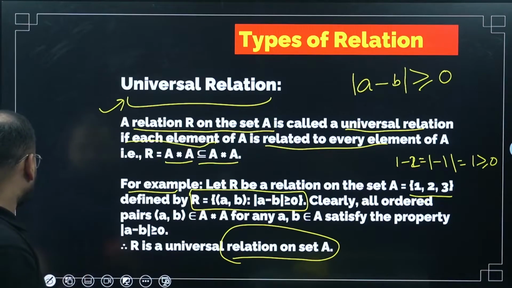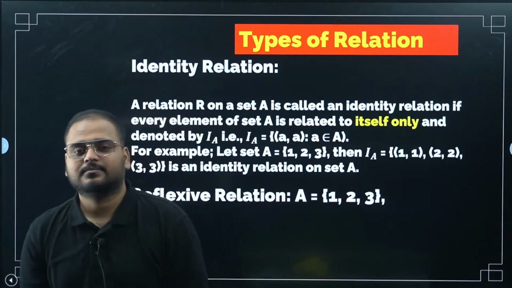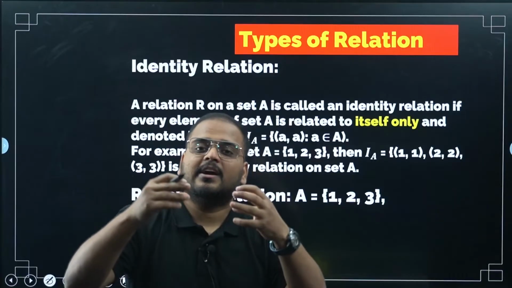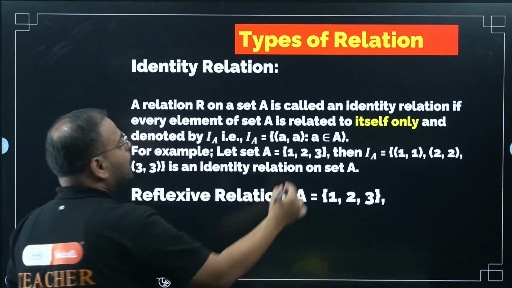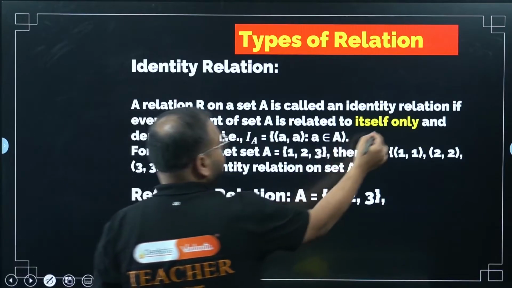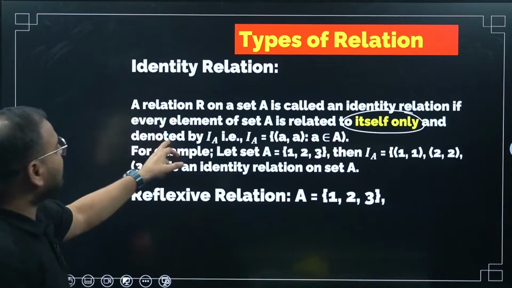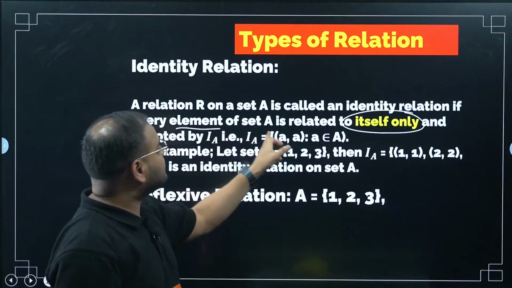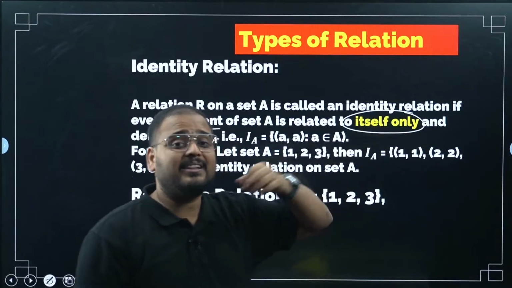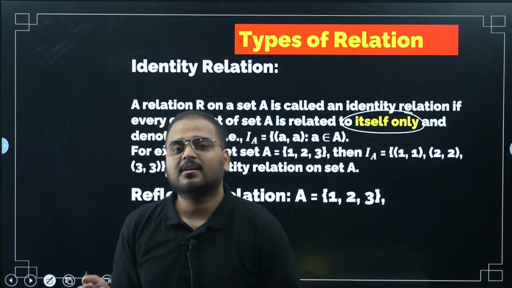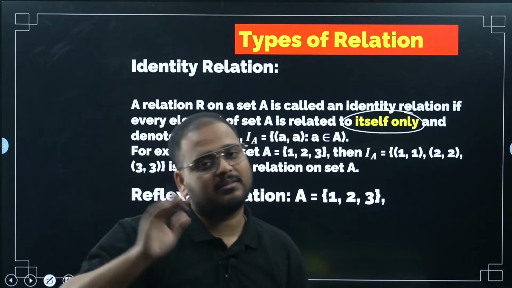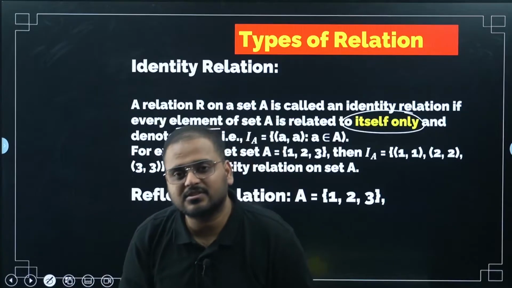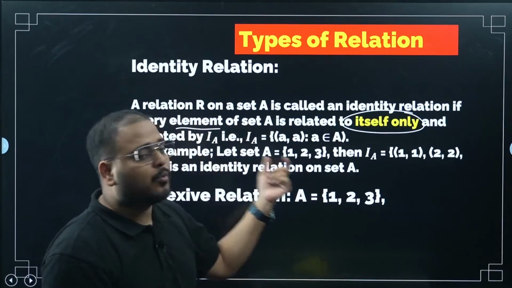Moving on. Now identity relation means the elements will form the relation with themselves only. A relation R on set A is called an identity relation only if every element forms a relation with itself only, and there are no other exceptions. If I have a case where an element is forming a relation with itself and with another element, then it's not an identity relation. For an identity relation, each element has to form the relation with only itself.